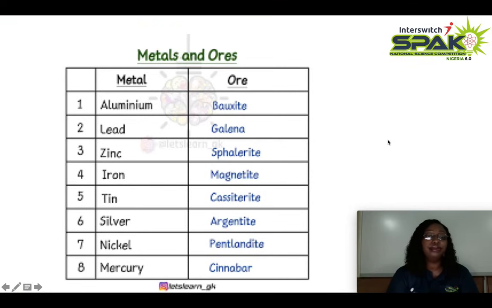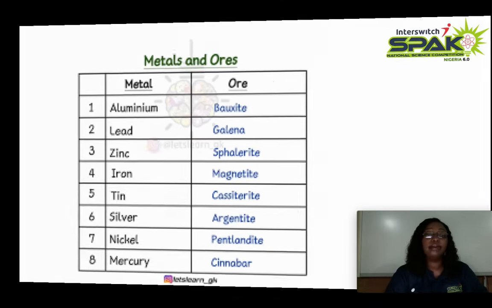We have bauxite, which is the ore for aluminium, galena, which is the ore for lead. We have zinc blende, and we have sphalerite for zinc. We have magnetite or hematite for iron. We have cassiterite for tin. We have argentite for silver. We have pentlandite for nickel, cinnabar for mercury, and sodium is gotten from rock salt. So these are ores for metals.